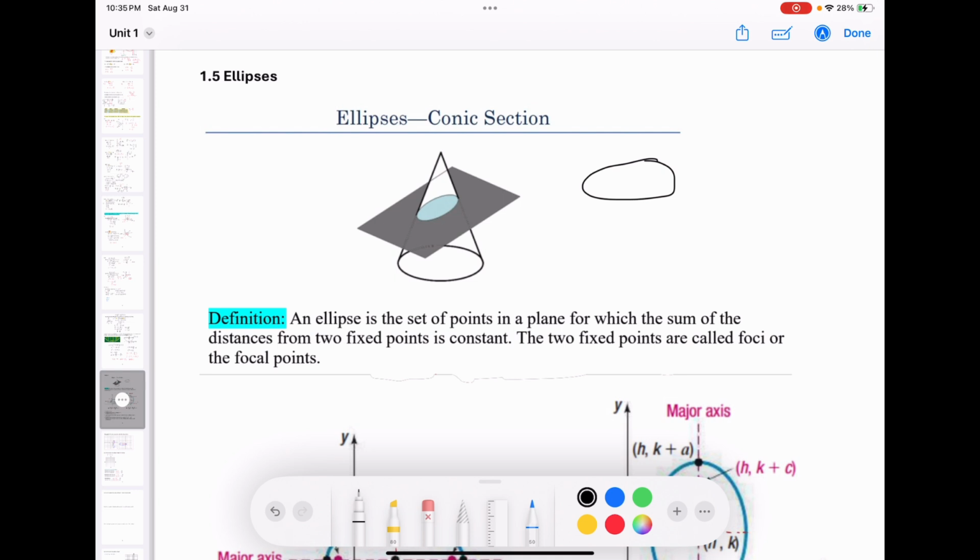One is where the major axis is parallel to the x-axis, a horizontal major axis, or we have a vertical major axis. We call this one parallel to the y-axis, a vertical major axis. The definition of an ellipse is the set of points in a plane for which the sum of the distances from two fixed points is constant. The two fixed points are called the foci, or the focal points.